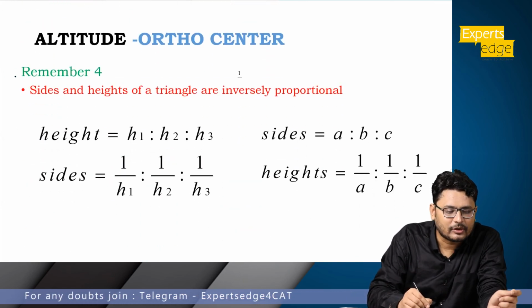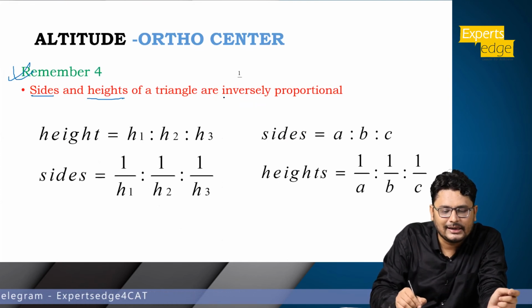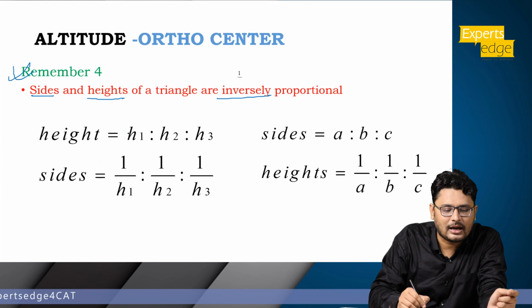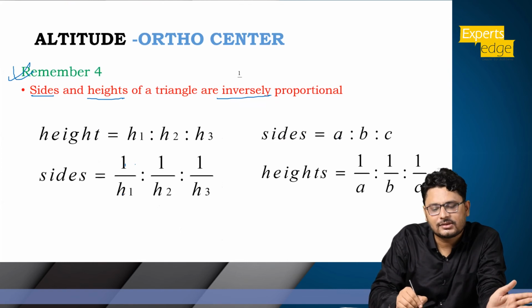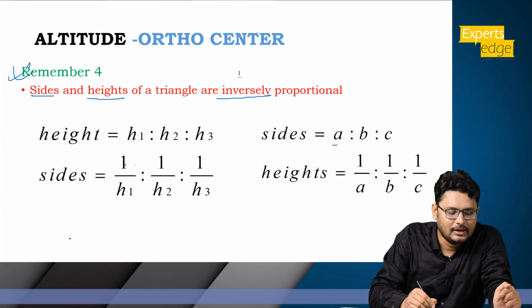Now this is very important. Please remember that sides and heights of a triangle are inversely proportional. That is, अगर height मेरी h1, h2, h3 है तो sides का रेशियो होगा 1/h1, 1/h2, 1/h3. और vice versa, अगर sides मेरे a, b, c है तो heights will be 1/a, 1/b, 1/c.